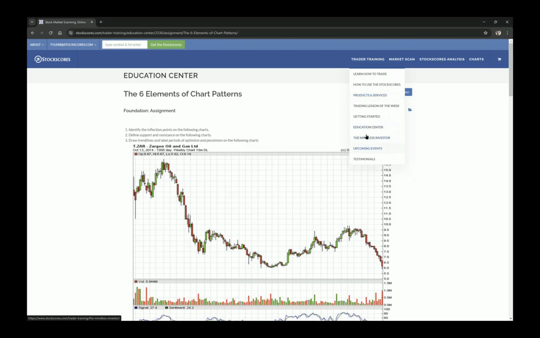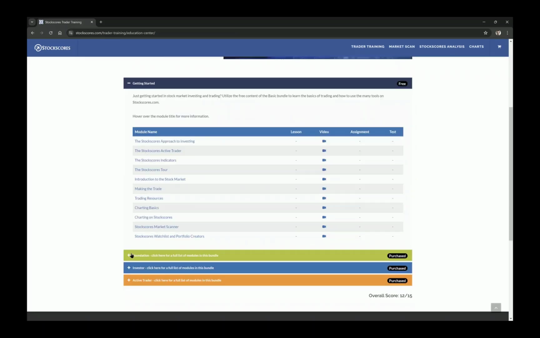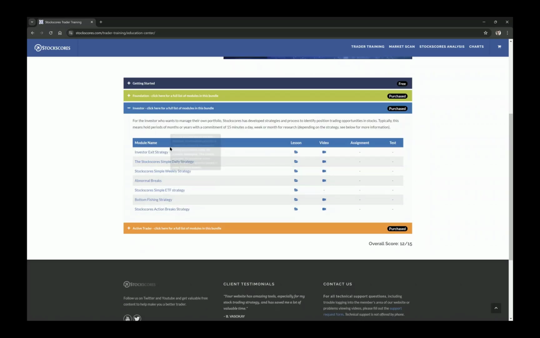If I go back into it and go down to investor, this is where we have our strategies. So today we did a little bit of the Stockscores Simple weekly strategy, and we did a little bit of the Stockscores Simple daily. And so there's a lesson right there, the written component, the rules, and there's a video explaining it. There's no assignment or test because the assignment and the test is to practice it in the real market.